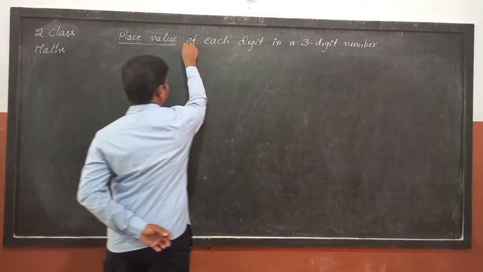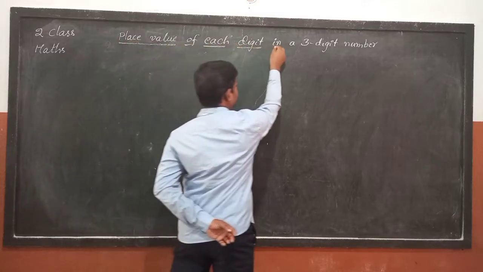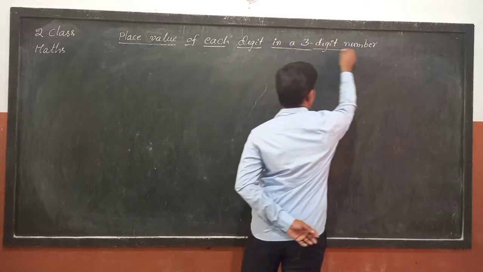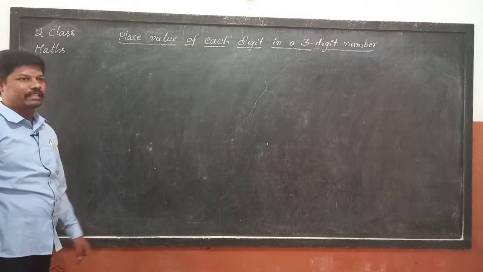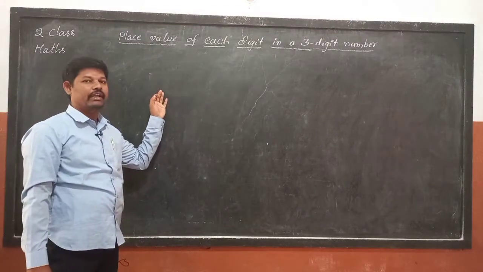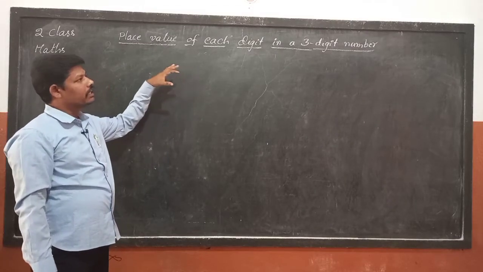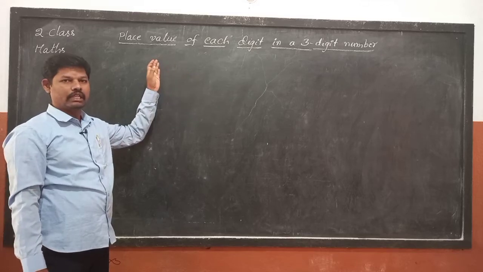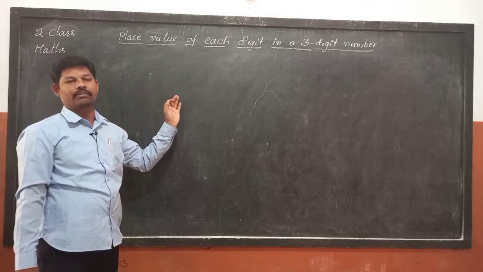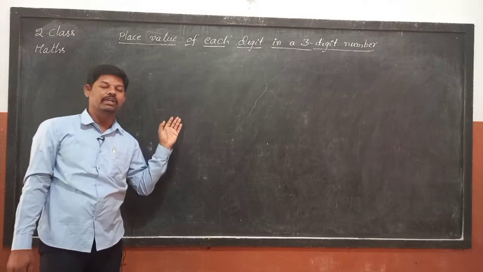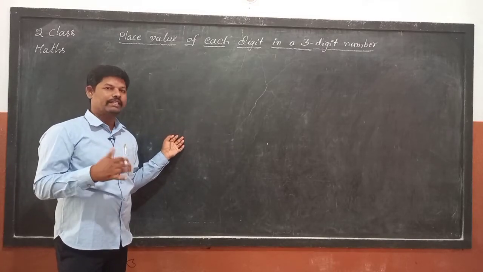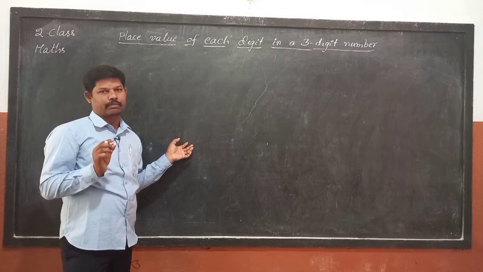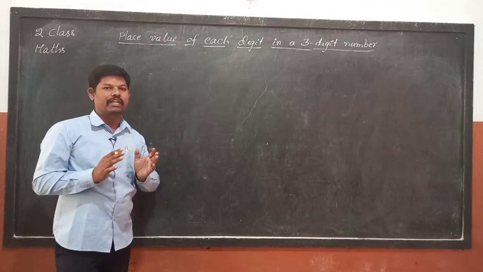Place value of each digit in a 3-digit number. That means we have a 3-digit number, and in that, each of the 3 digits has a certain place value. What is that value? Already in the previous class you have learned. Let us revise once again. I will explain briefly, very easily.